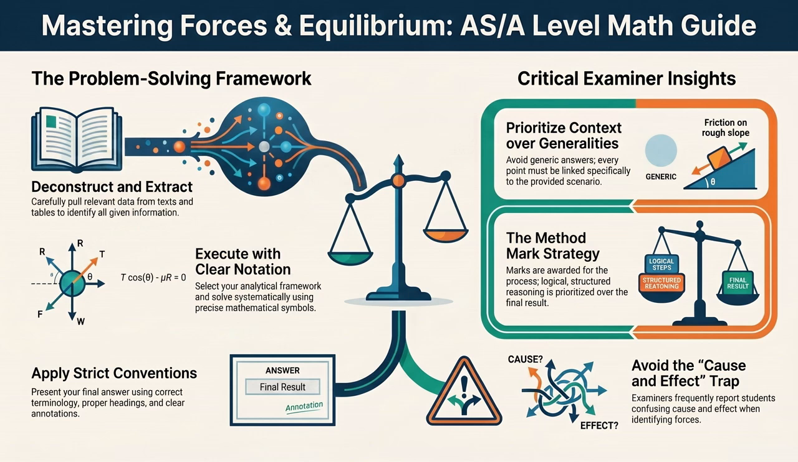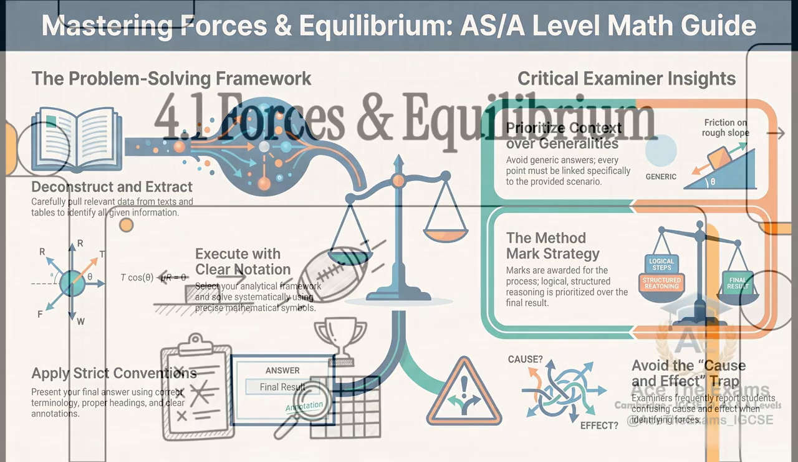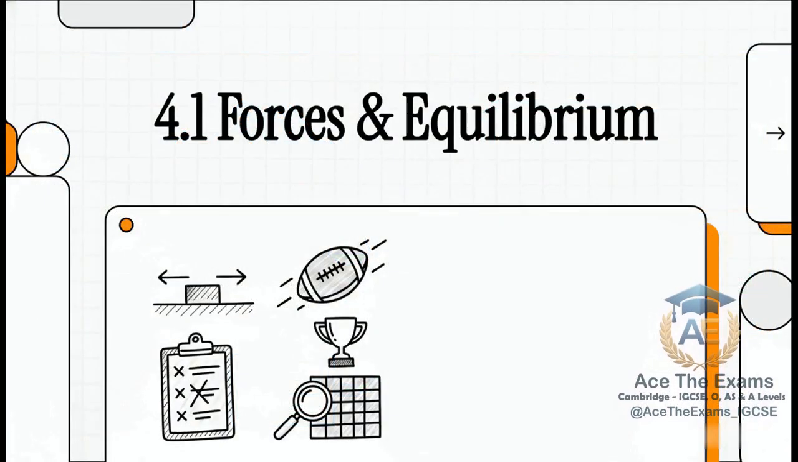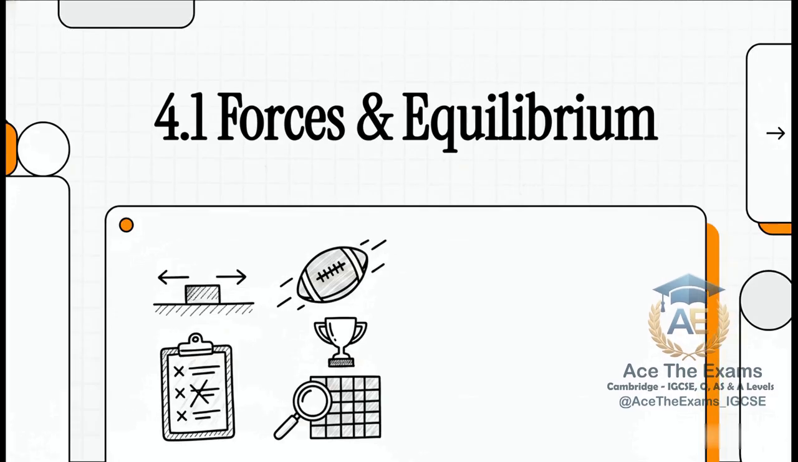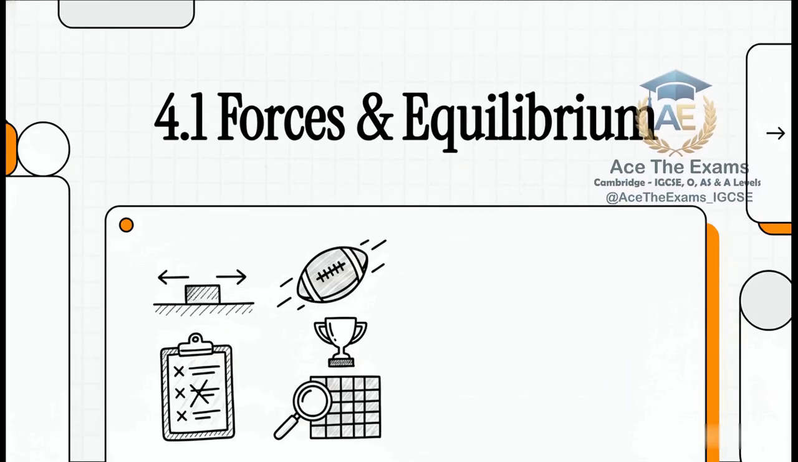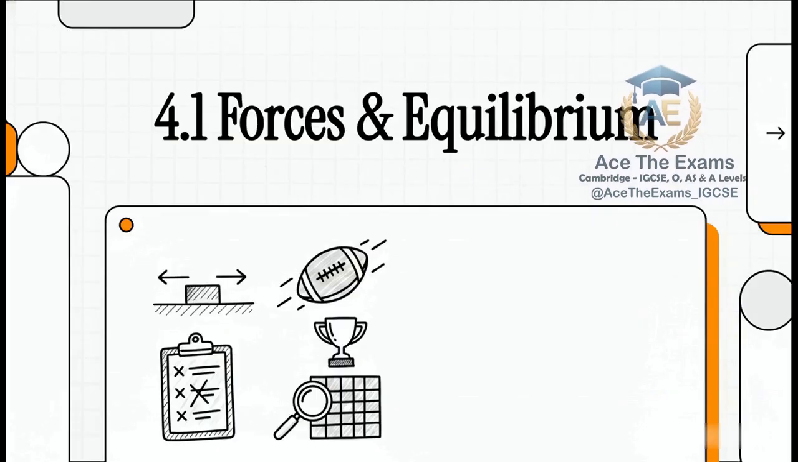Welcome to This Explainer. I'm stepping in as your strategic head coach today, and we are heading straight into the film room. We're breaking down the principal examiner's playbook for the Cambridge 9709 Mathematics AS and A-level exam, specifically targeting topic 4.1, Forces and Equilibrium.